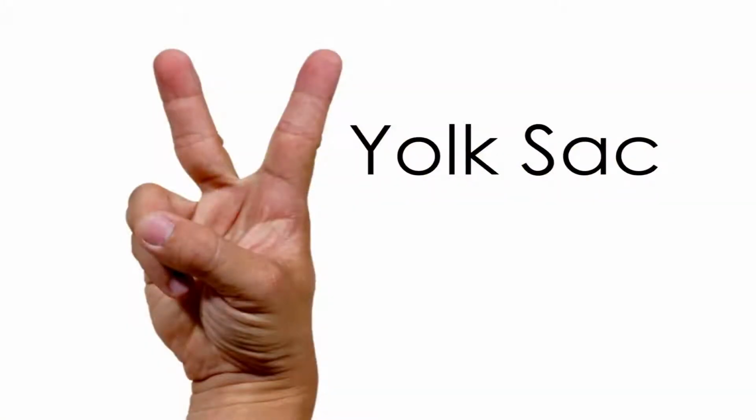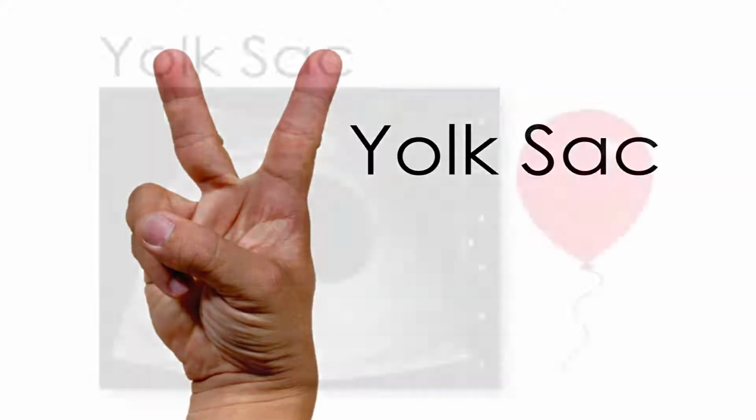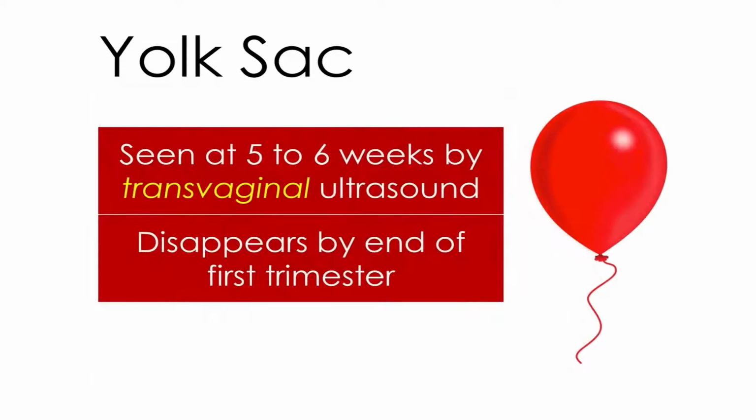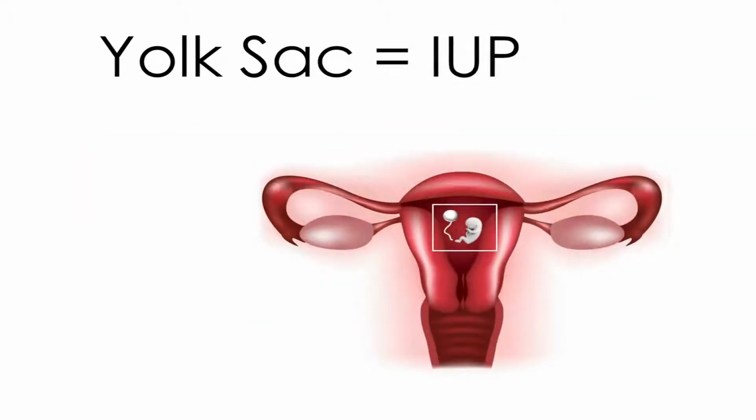The second embryonic structure seen by ultrasound is the yolk sac. On ultrasound, the yolk sac looks like a small balloon. This structure supplies nutrients to the growing embryo. The yolk sac will be seen between 5 and 6 weeks by transvaginal scanning and will disappear by the end of the first trimester. One important point is that an intrauterine yolk sac is definitive proof of an intrauterine pregnancy.